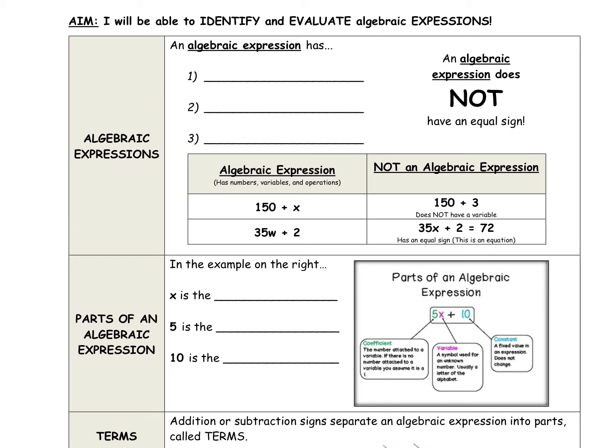In today's lesson, our aim is I will be able to identify and evaluate algebraic expressions. Let's first talk about what an algebraic expression is. An algebraic expression has three things: numbers, variables, and operation symbols. An algebraic expression does not have an equal sign. If it did, it would be called an equation.